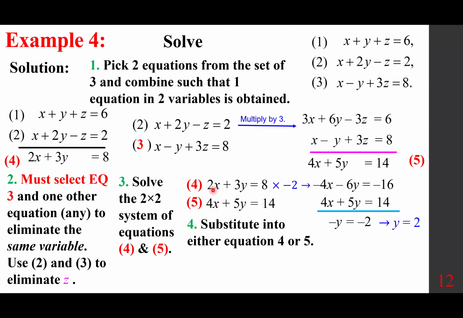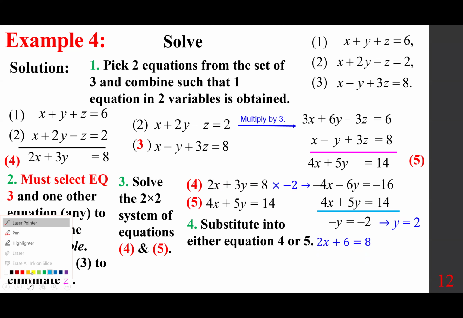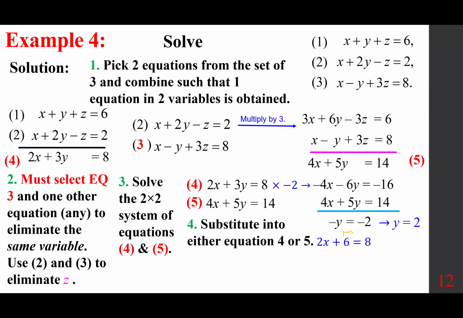So if I put it here, I get 2x, my apologies, plus 3 times 2 is 6. So 2x plus 6 is 8. Subtract. You get 2x equals 2, divided by 2, and x becomes 1.